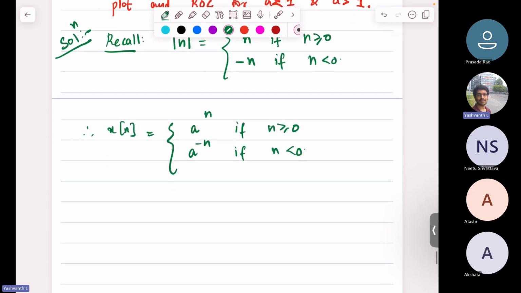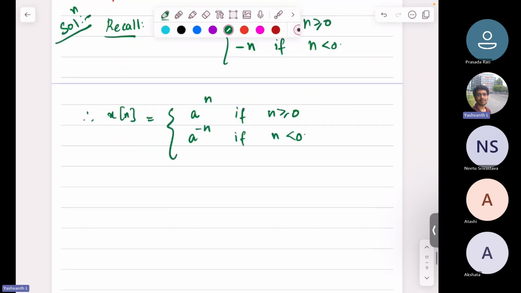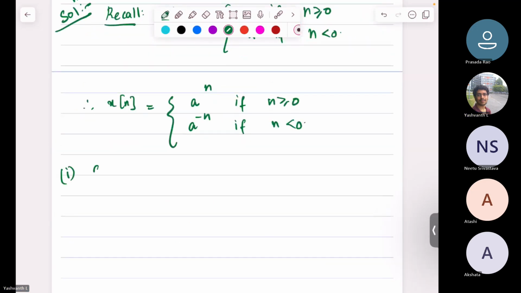Now we'll sketch x of n for a less than 1. First case, a less than 1. What do you mean by a less than 1? Let's say you concentrate on your n greater than 0 part. As n increases, and if a is less than 1, will a power n decrease or increase?